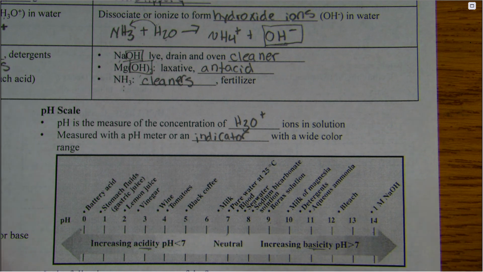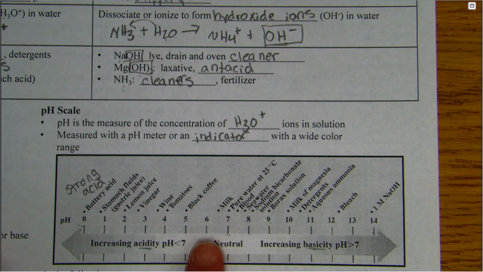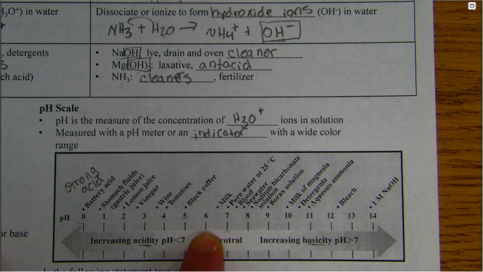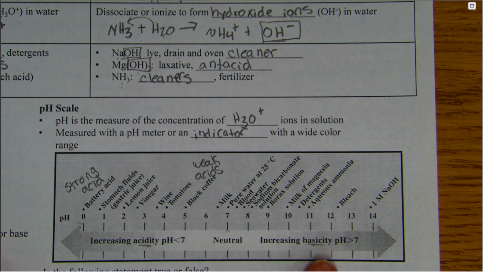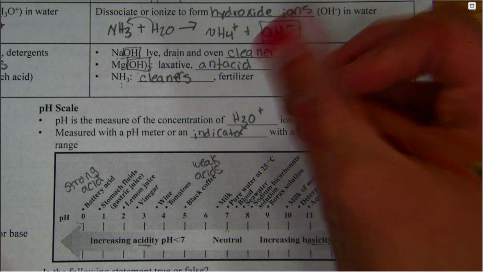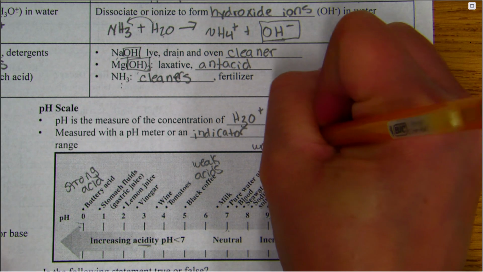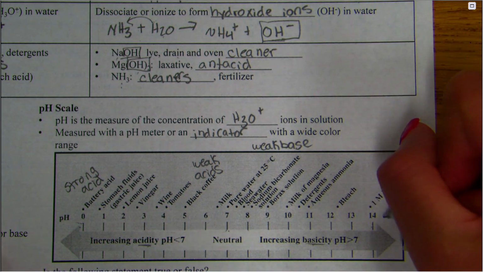Think about it in terms of something logical. 7 is neutral. 0 is way further away from 7, so it's got to be more acidic, right? So we call things down at the bottom end, close to 0, strong acids. 6 is really close to 7, which is neutral, so these would be weak acids. And the same thing with bases. 8 is really close to 7, so it's close to neutral. It is a weak base. Whereas 14 is way far away from neutral, so it is a strong base.